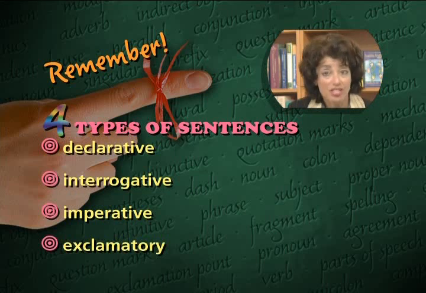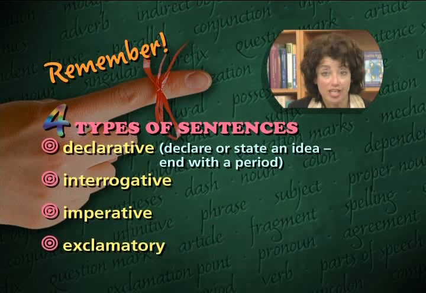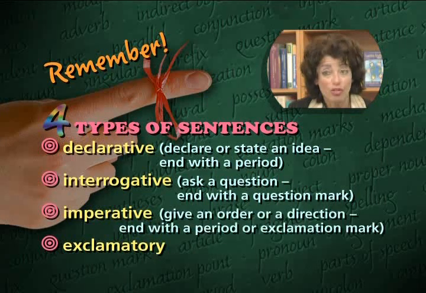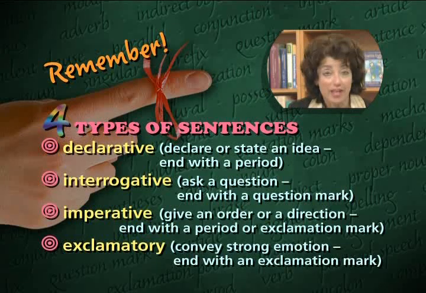Remember that declarative sentences declare or state an idea. They end with a period. Interrogative sentences ask a question. They end with a question mark. Imperative sentences give an order or a direction and end with a period or an exclamation mark. And exclamatory sentences exclaim. They convey strong emotion and they end with an exclamation mark.